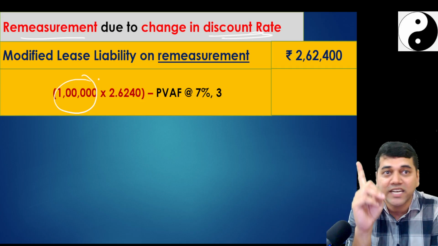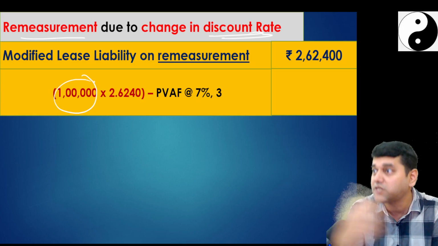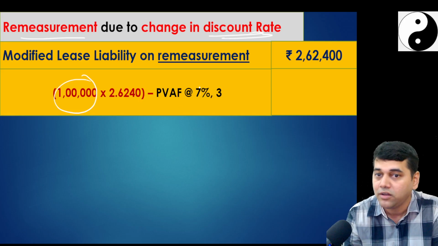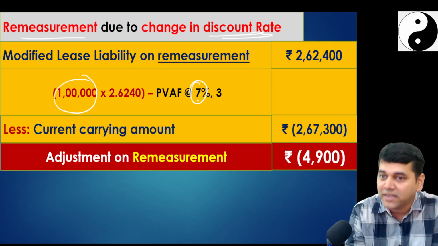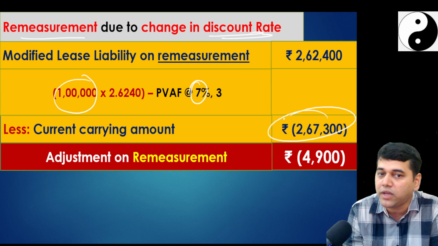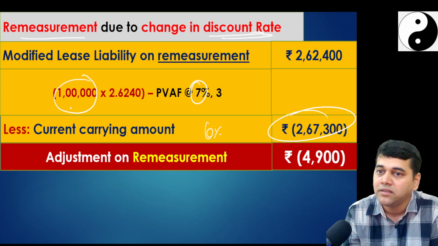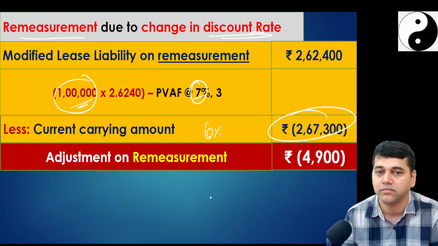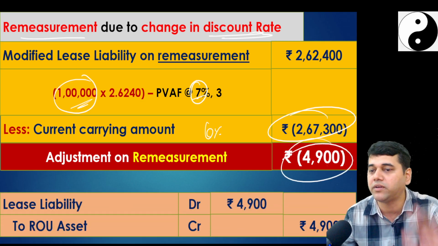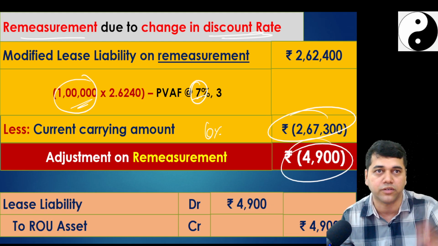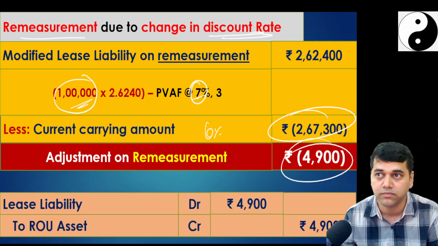The previous balance I restated at what rate? 6%. You asked me why is it 6%? The new rate is 7%, and the previous book value was at 6%. This is at 7%. I get 4,900. I'll pass one remeasurement entry, lease liability to ROU asset. This is what they have done in the study material.